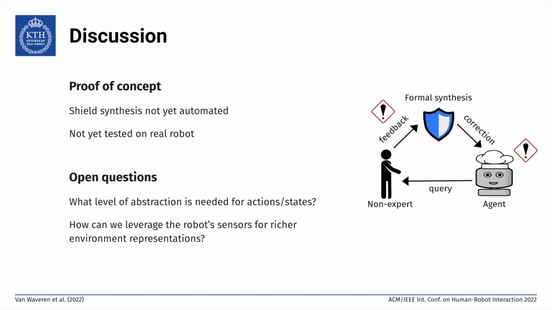This means we need to investigate what level of abstraction is needed for the robot's actions and states, with the aim of creating an intuitive interface between low-level robot control and high-level corrections. This also means that we need to explore how we can leverage sensor fusion to provide richer representation of the environment and failure in the robot's queries, so that we can evaluate what information representations help non-experts repair the robot's policies effectively.